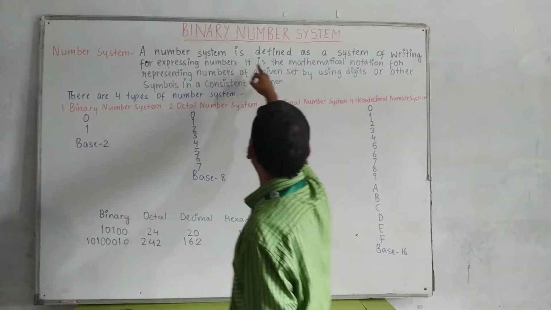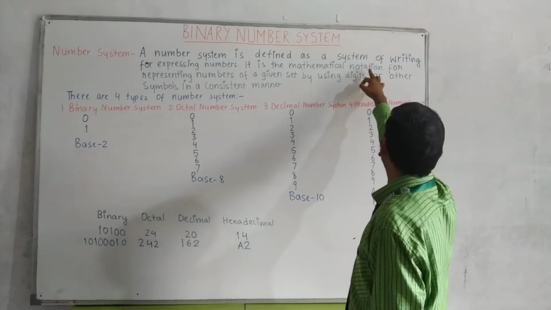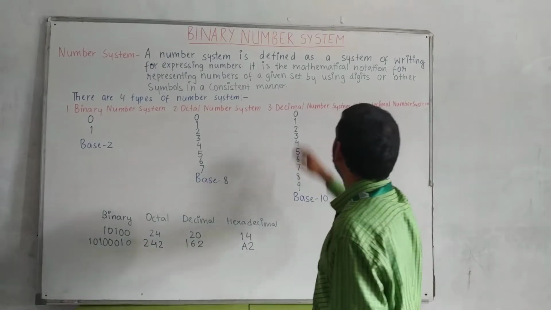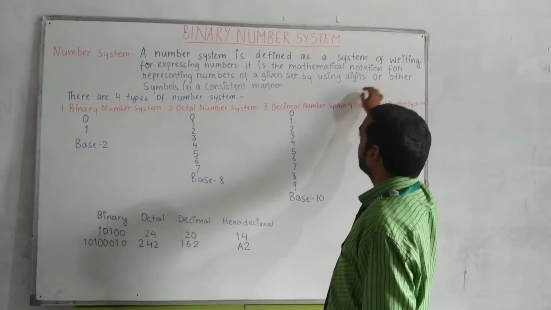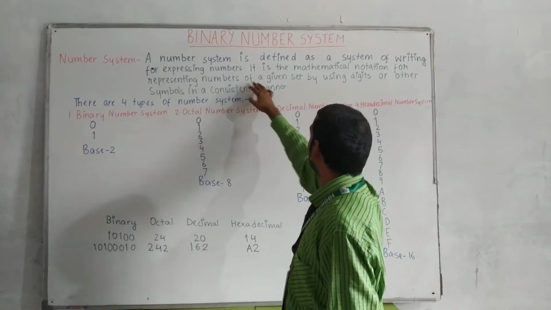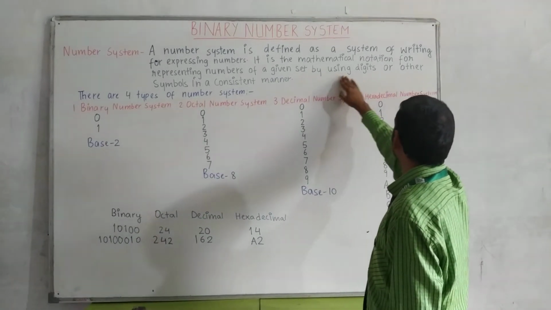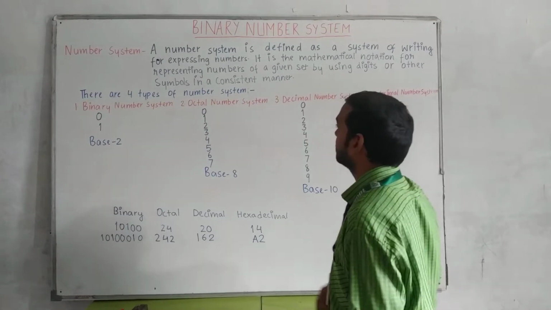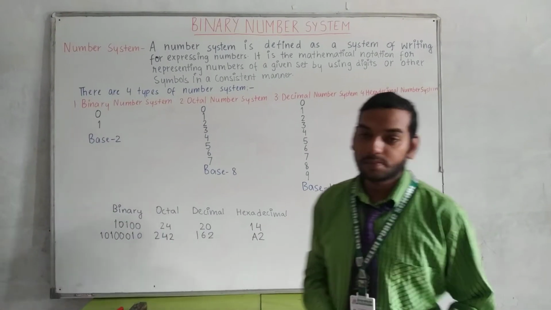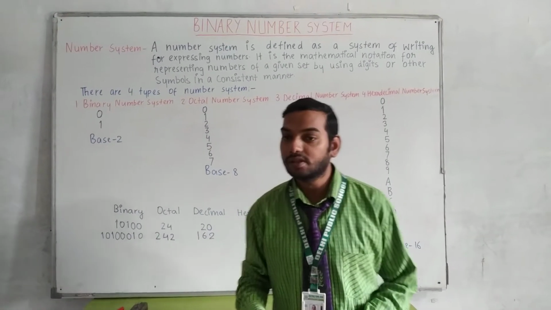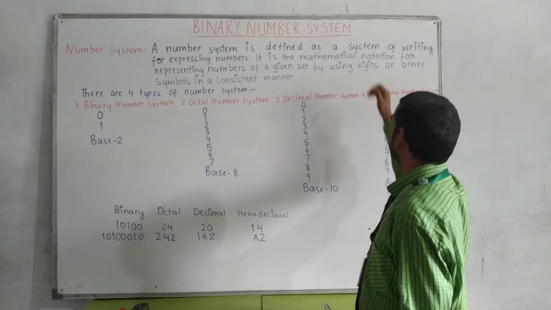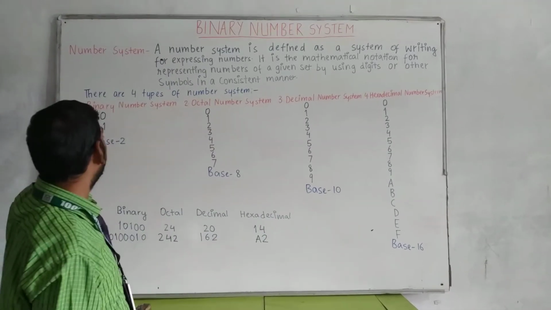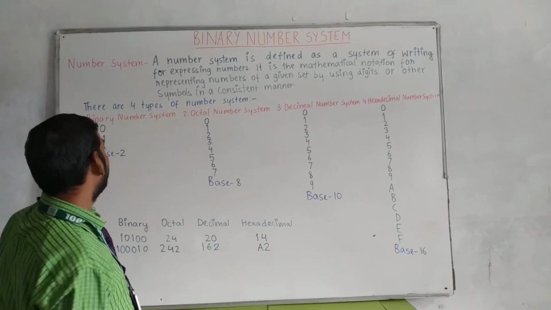A number system is defined as a system of writing for expressing numbers. It is the mathematical notation for representing numbers of a given set by using digits or other symbols in a consistent manner. Means in a number system, we express numbers by using symbols and mathematical digits. Okay, so the number system is basically classified into four types.